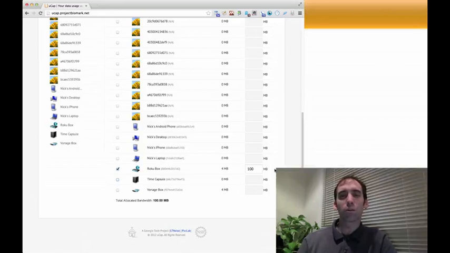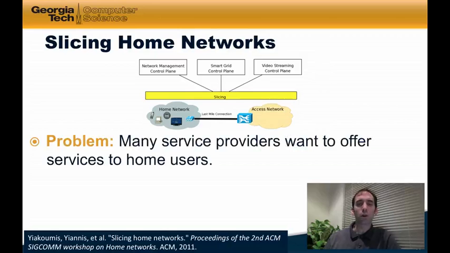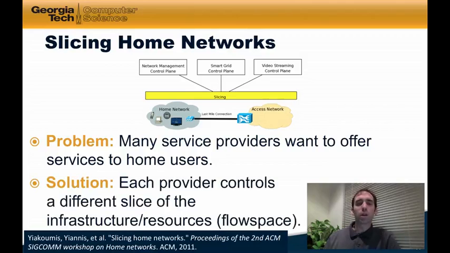Another application of SDN in the home is slicing. Consider a situation where different service providers, such as a smart grid provider and a video streaming provider, each want access to different resources or infrastructure in the home network. Many of these service providers want to offer services to home users with guaranteed performance and reliability. Unfortunately, it is very costly to have each of them deploy their own network infrastructure. A solution to this problem is to slice the home network such that each provider controls a different slice of the infrastructure or resources, using the flow space concept that we saw earlier in the course when we looked at FlowVisor.